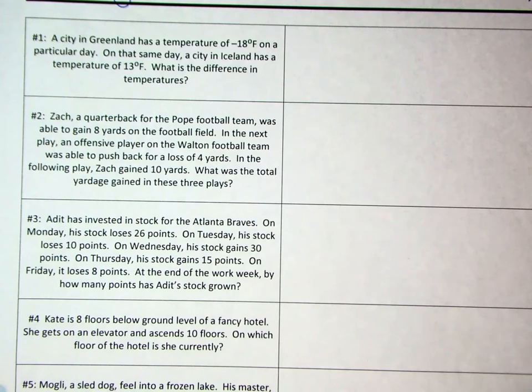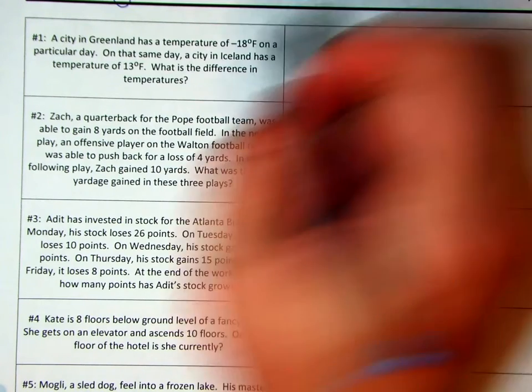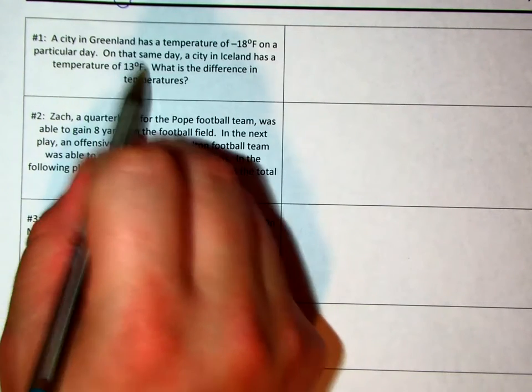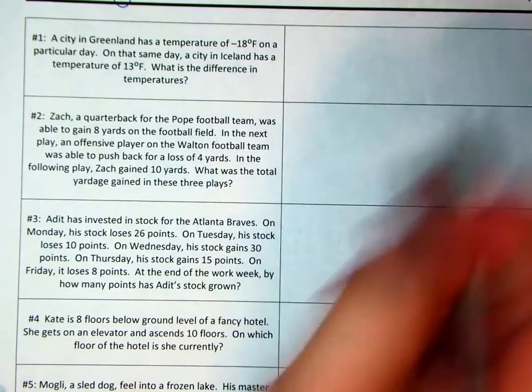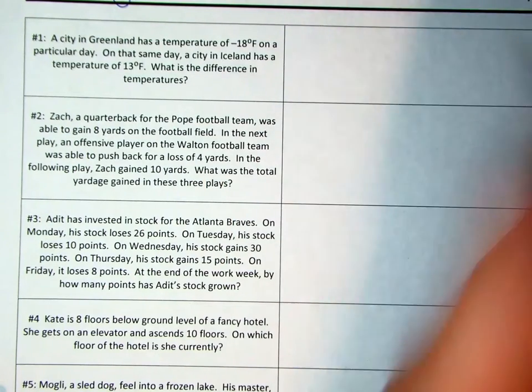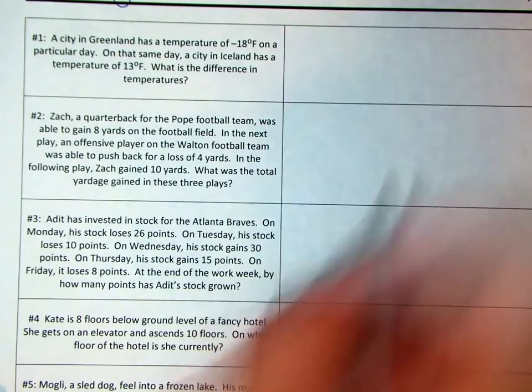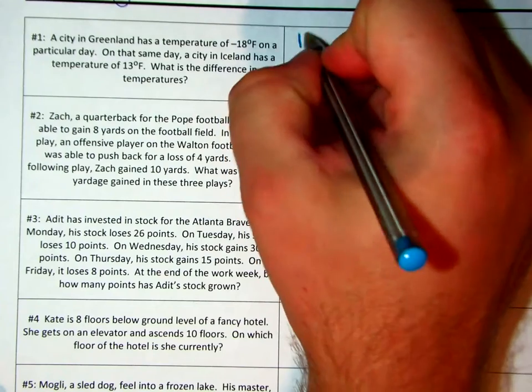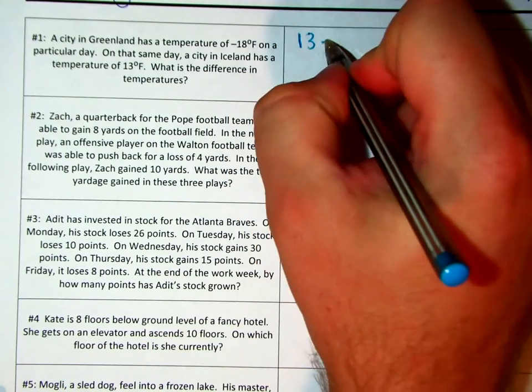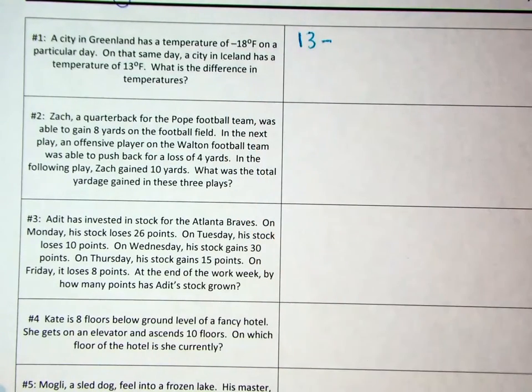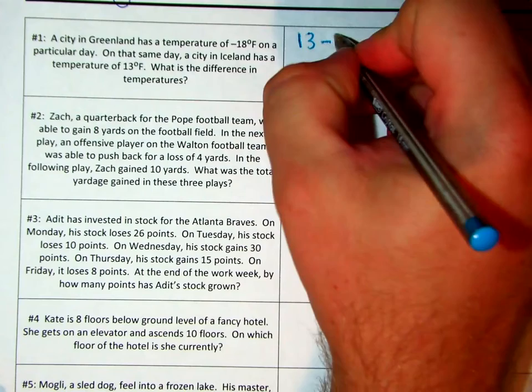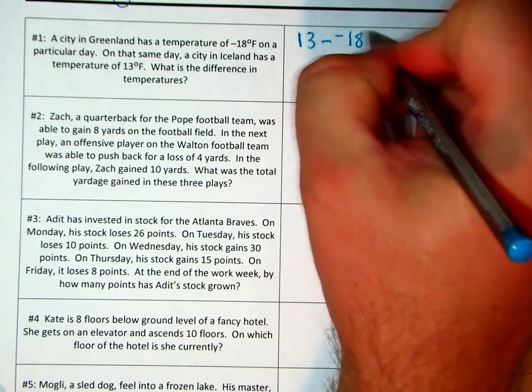So here we're going to set up this problem by first identifying our greatest temperature, which is 13 degrees Fahrenheit, because that would be much warmer than negative 18 degrees. So 13 degrees Fahrenheit minus the temperature in Greenland, which was negative 18 degrees Fahrenheit.